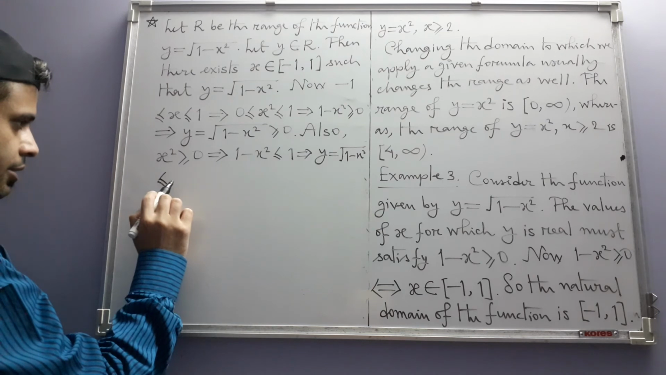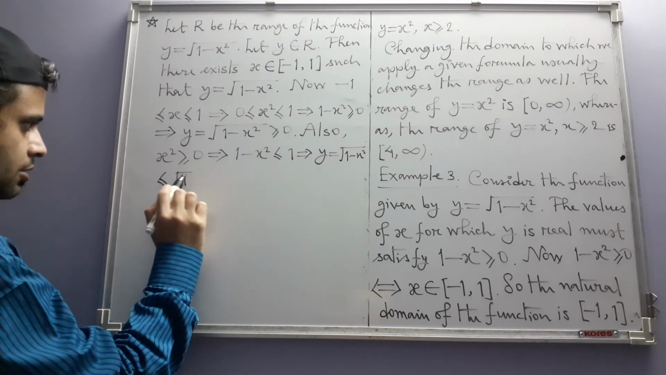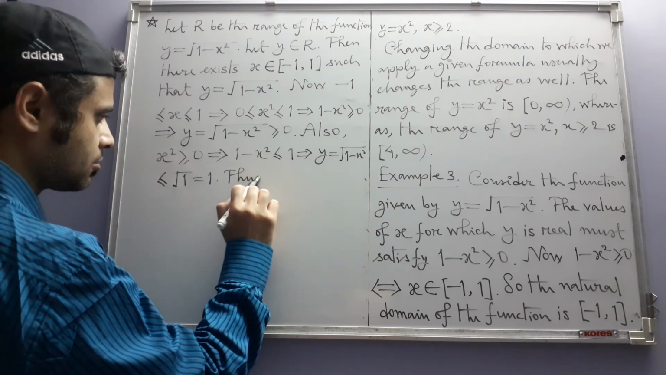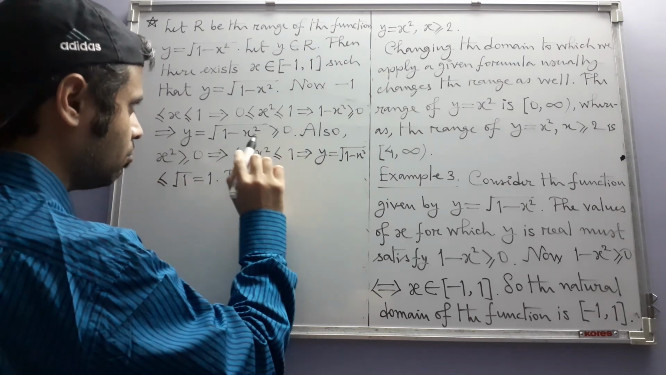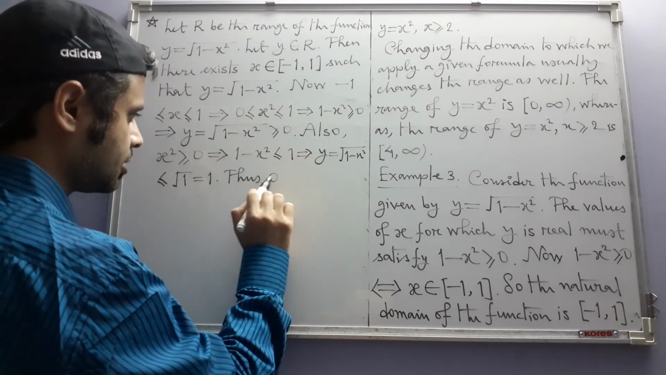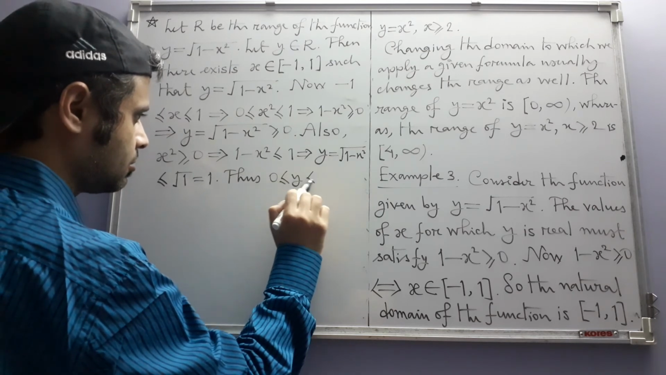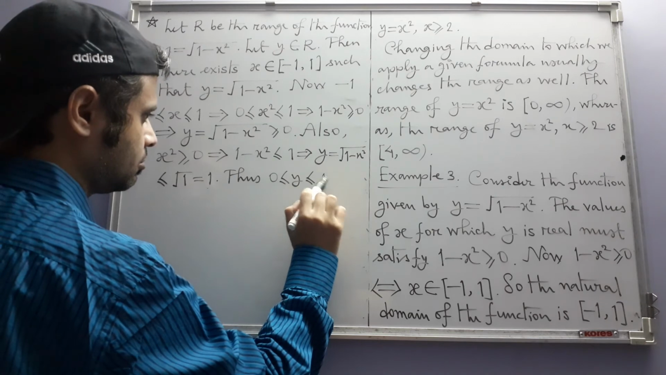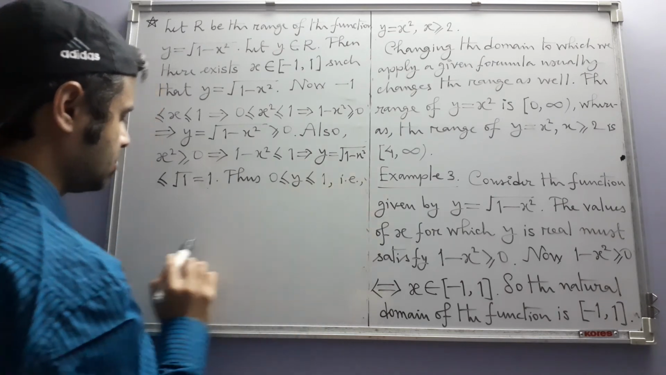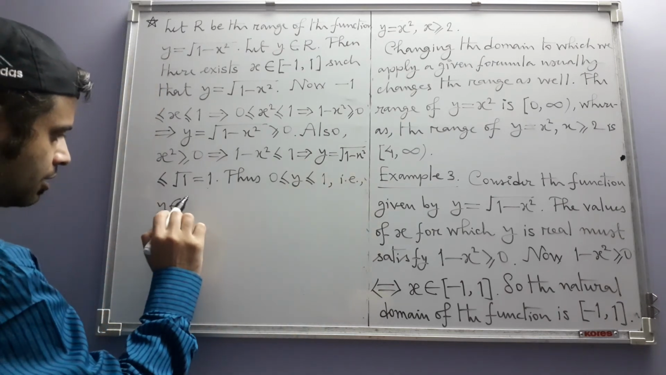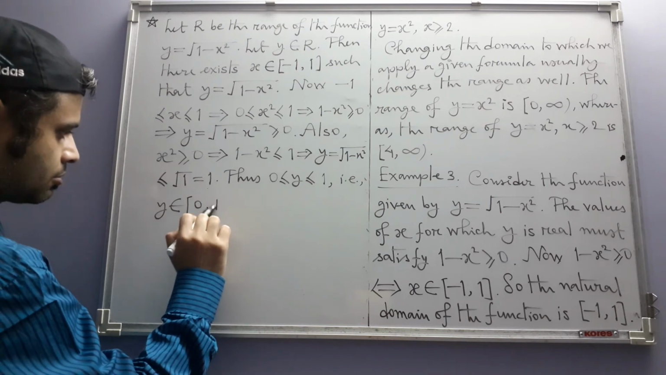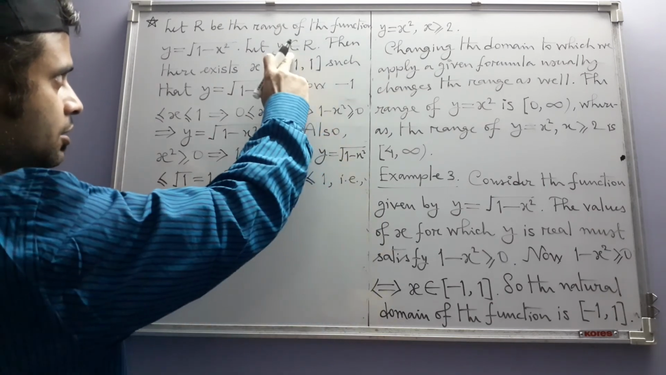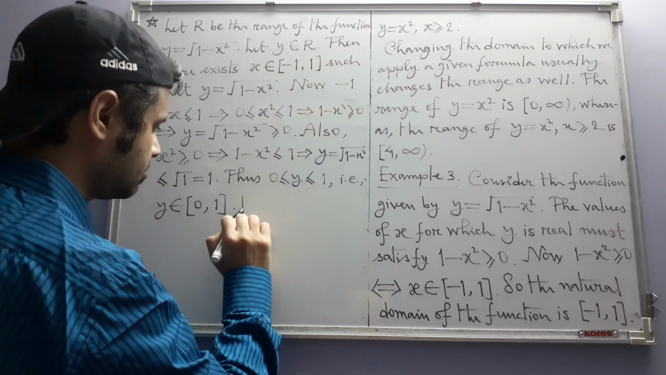Is less than or equal to square root of 1, which is 1. Thus y is greater than or equal to 0 and less than or equal to 1. That is, y belongs to this closed interval, but y was chosen to be any element in R.